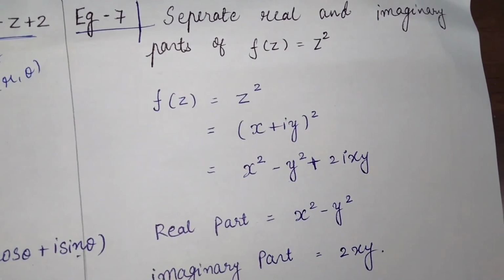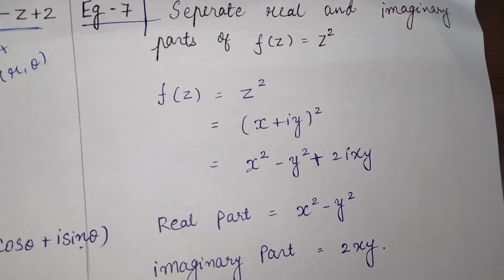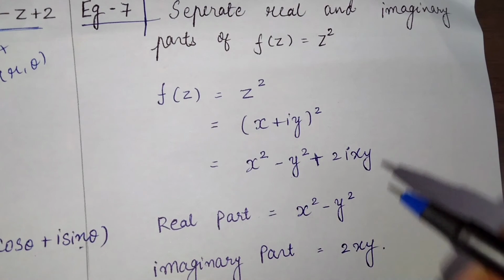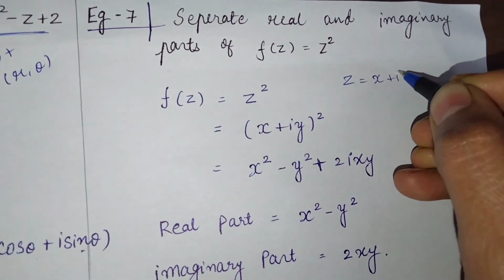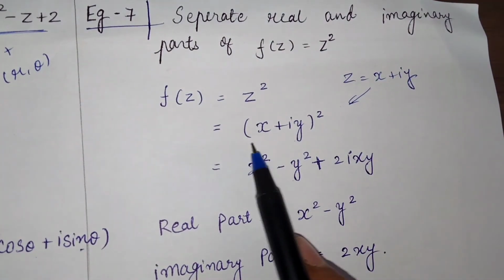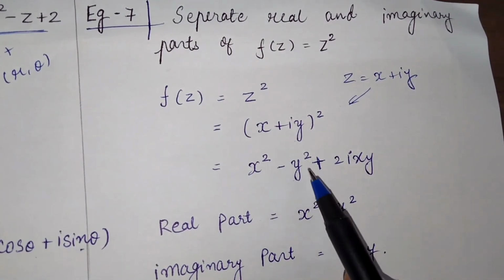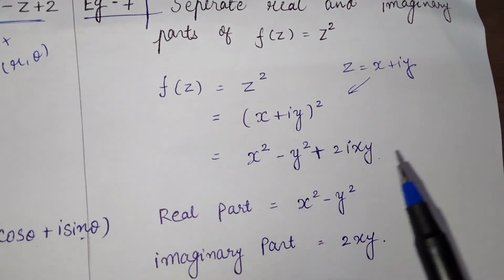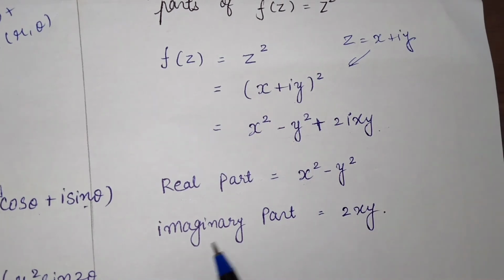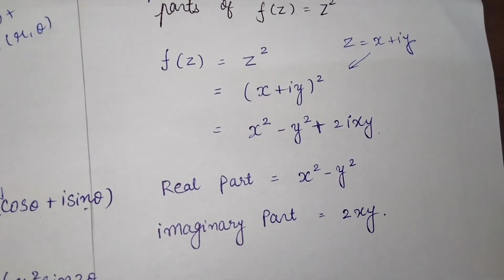separate the real and imaginary parts of f of z equal to z square. Again we have to find the real and imaginary parts. So again in place of z you have to put x plus iy. Because z is equal to x plus iy, we get x plus iy whole square. Solving it further we get x square minus y square plus 2ixy. So from this we can say that our real part is x square minus y square and the imaginary part is 2xy.